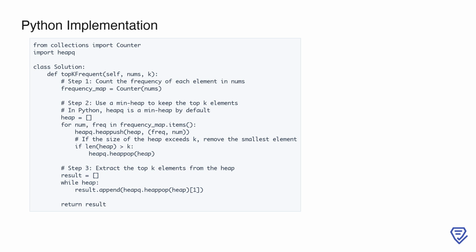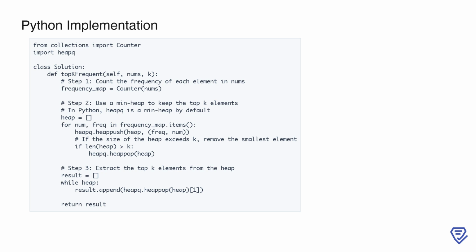For step 3, after processing all elements, the heap contains the top k elements. We extract these elements from the heap into the result list using heapq.heappop. Since the heap is a min heap, elements are popped in ascending order of frequency, thus the order of elements in the result is arbitrary. 5. Return. Finally, the result list, which contains the k most frequent elements, is returned. The result can be in any order, as the problem does not require a specific order.